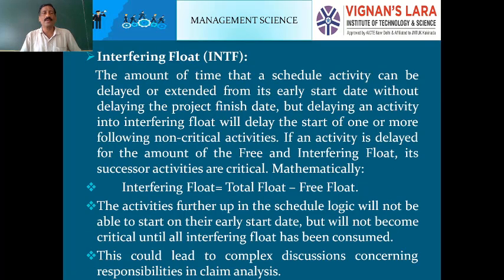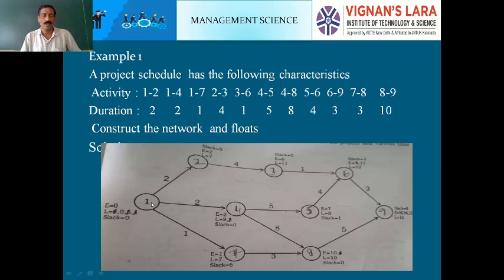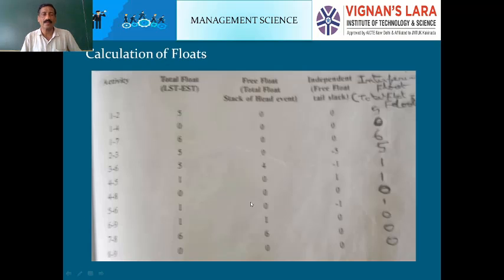as well as the interfering float. Let's see how to calculate the EST and LST, by the forward passing method. I was already explaining above. At event 1 the early start time is 0. At event 2, it is 2. Here 2-3: early start time 2 plus 4, 6. Forward passing method, like that.